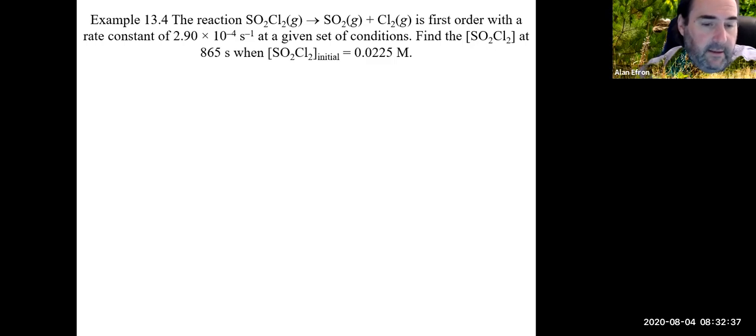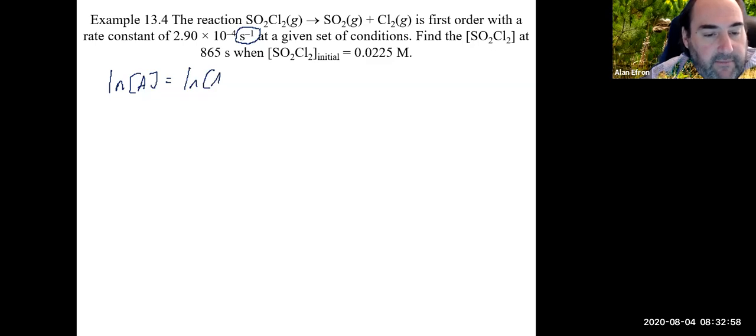Okay, so let's take a look here. Same idea. Again, they were nice enough to tell us it's first order, but even if they didn't, looking at the units associated with the rate constant, we do see that it is reciprocal seconds, which should point you in the direction of first order. And that would be, again, our natural log of A equals our natural log of A naught minus kt.